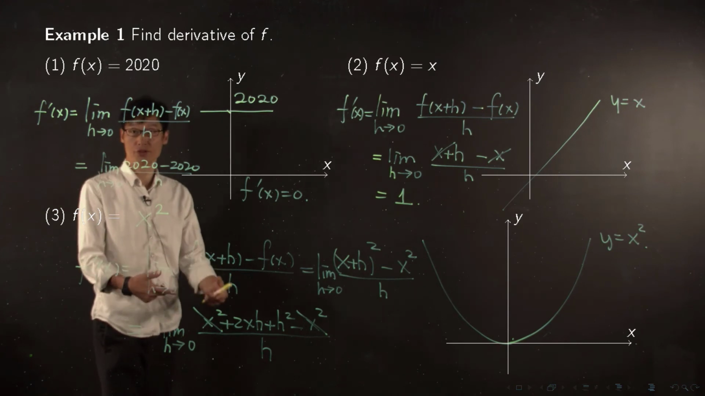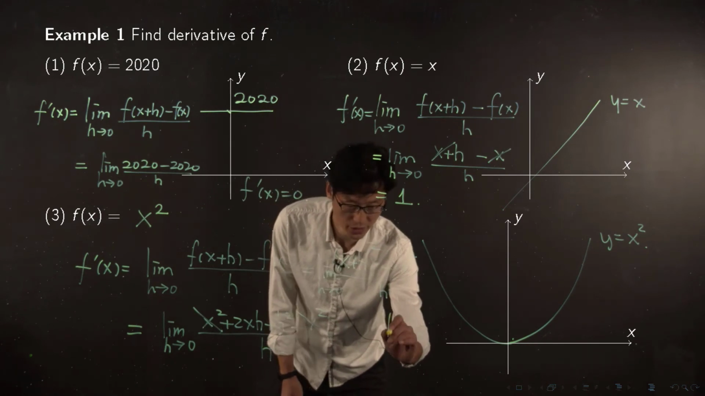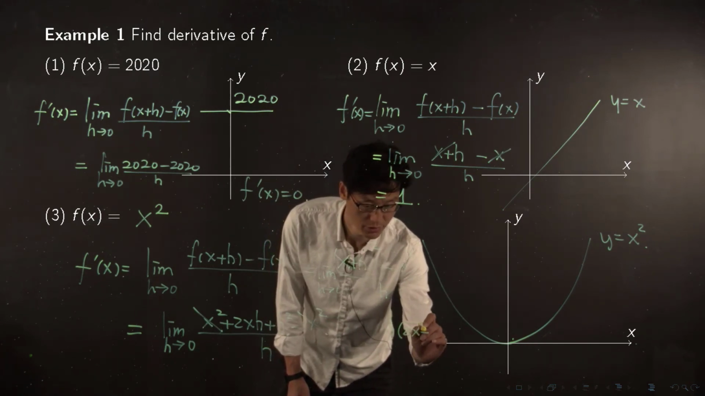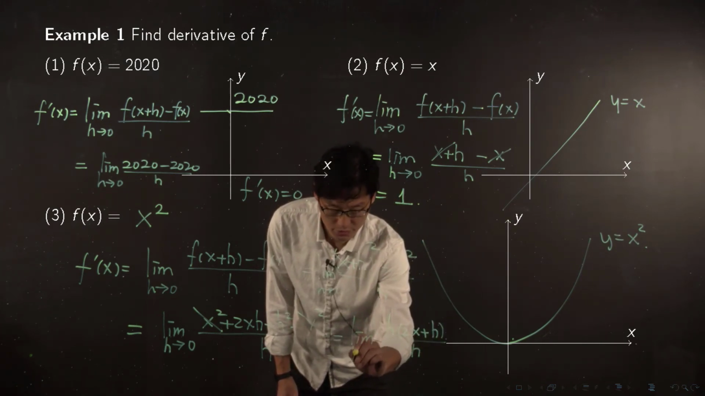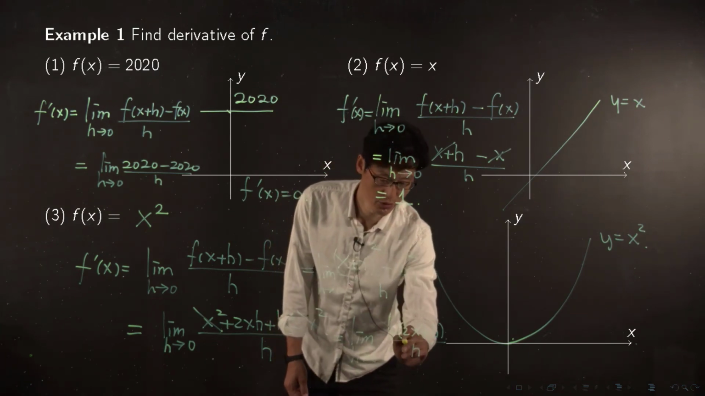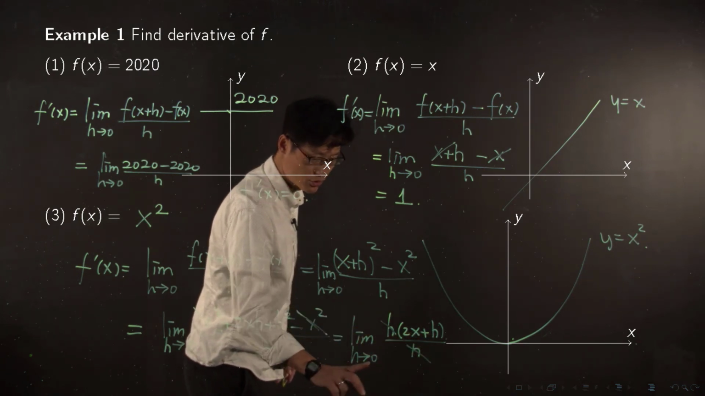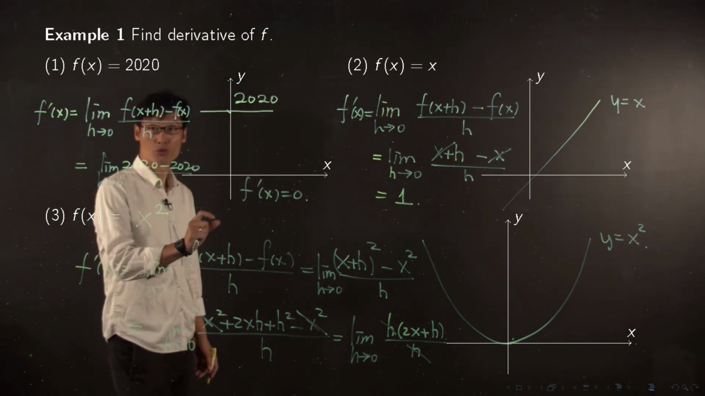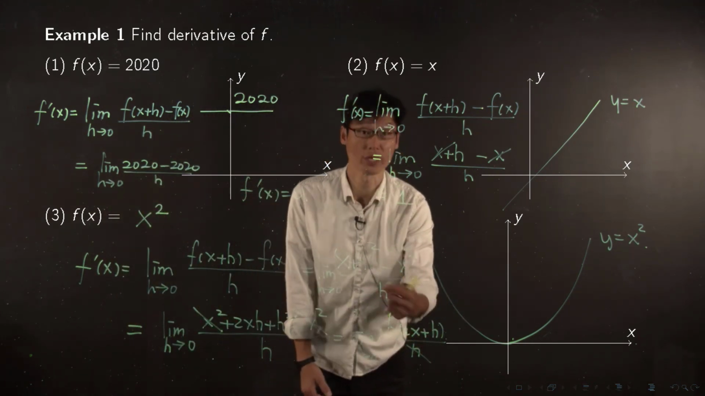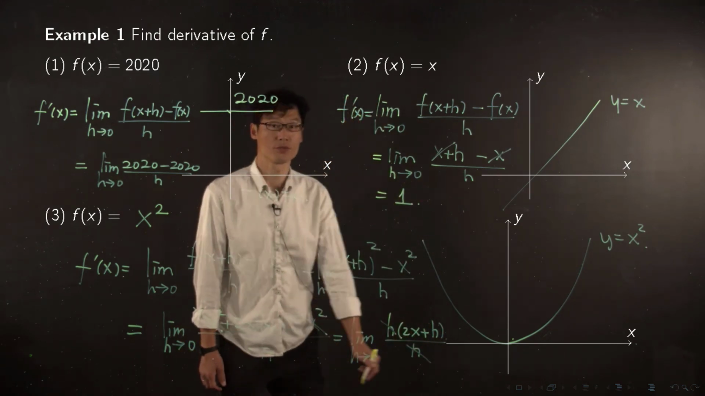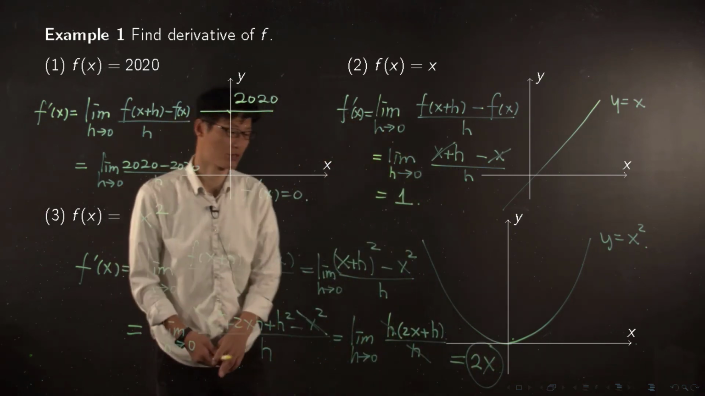To reduce this expression further, you can factor. So common factor is h. So if you factor, we have h times 2x plus h over h. We're almost done. Once you cancel this copy of h, we have 2x plus h, but h is approaching 0. So basically, the resulting expression is just 2x. So it turns out that derivative of this function is 2x.